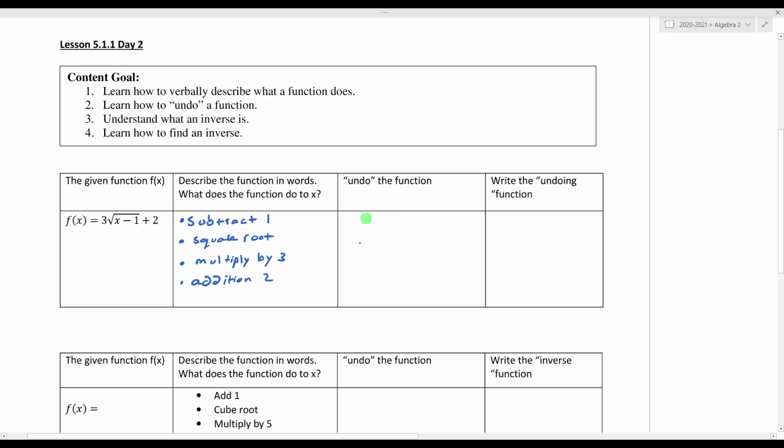Remember, to undo, we start with the last thing and we undo going backwards. So we start down here with the addition of 2. We're going to undo that and then work our way backwards through these steps. The opposite of adding 2 is to subtract 2. So if I want to undo, the first thing I have to do is subtract 2. And then I'm going to go up here to multiplying by 3. I want to undo that multiplication by 3, which means I need to divide by 3.